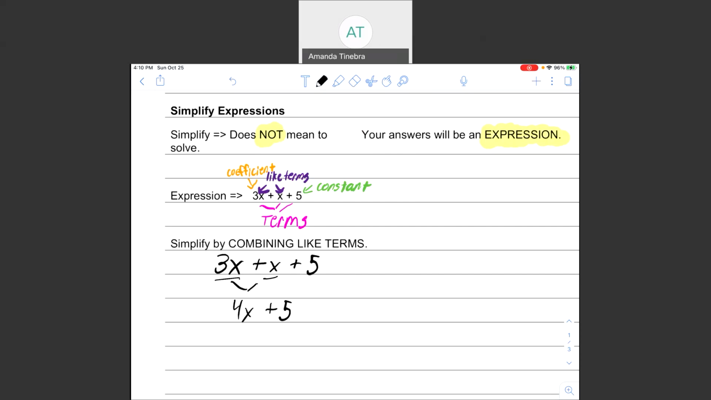Now 4x and 5, those are not like terms because 5 is a constant. It does not have a variable, and the 4x has a variable. So because of that, since we have no more like terms, this is our answer, 4x plus 5. Like I said before, our answer is an expression. Okay?